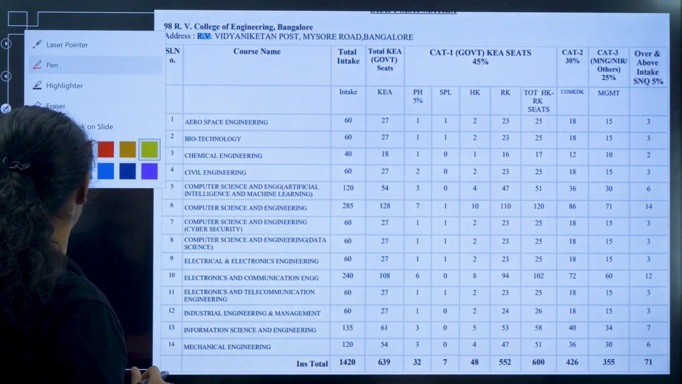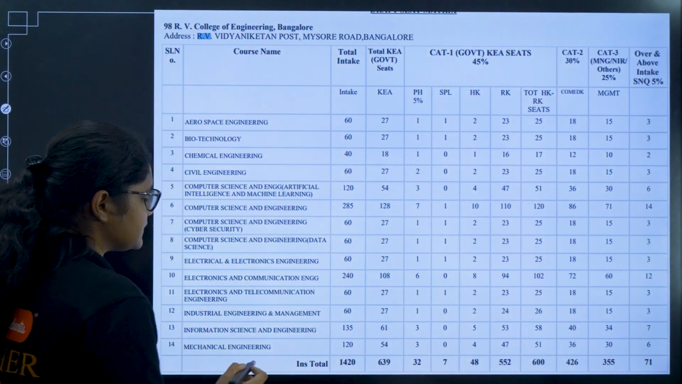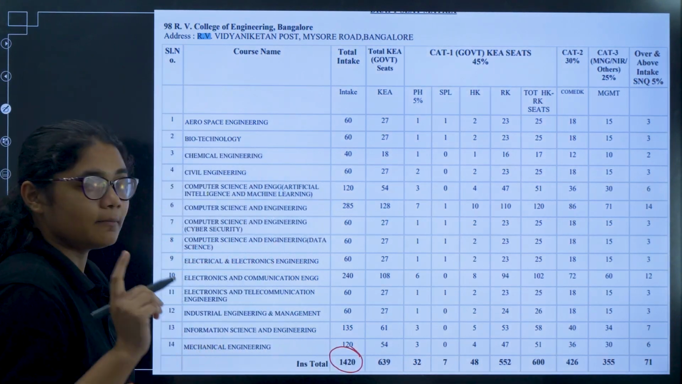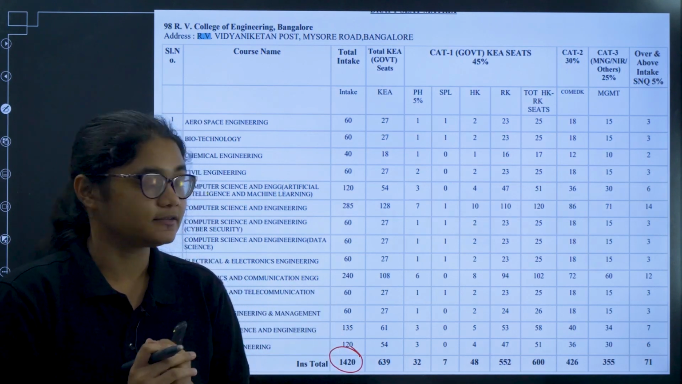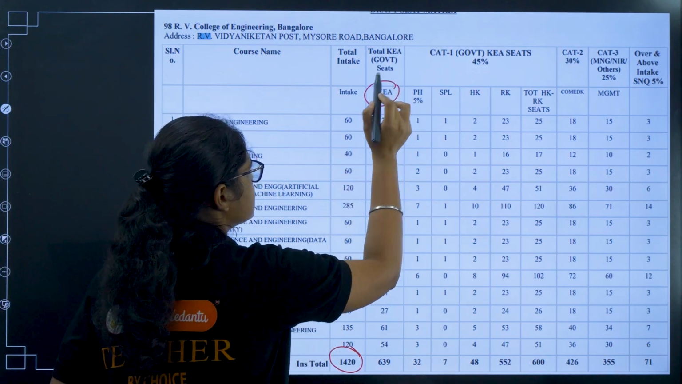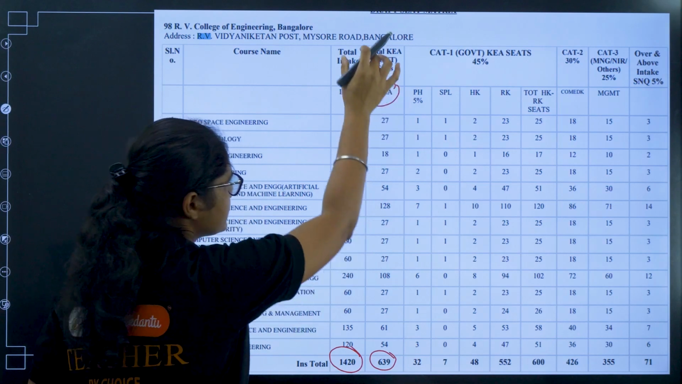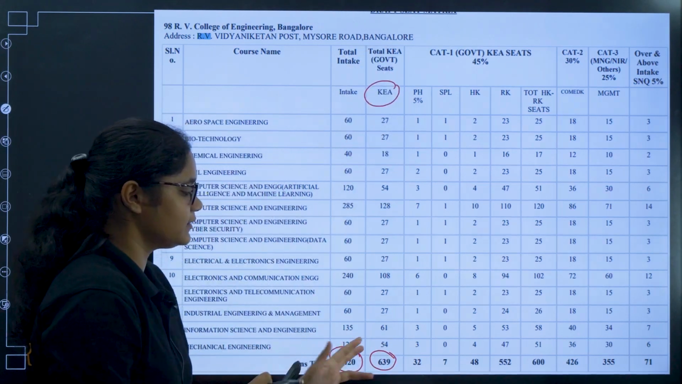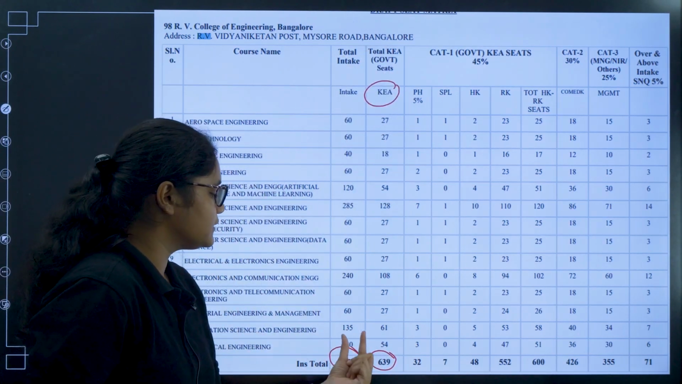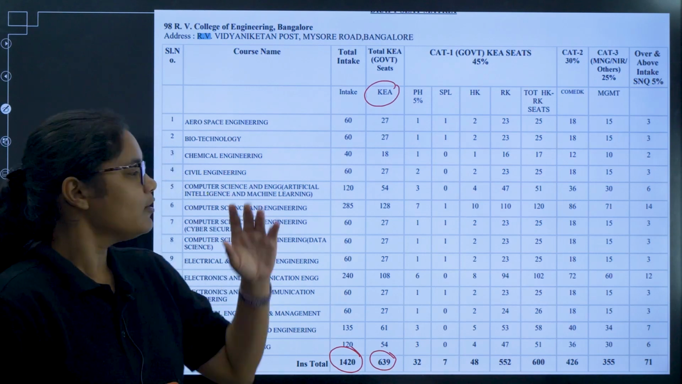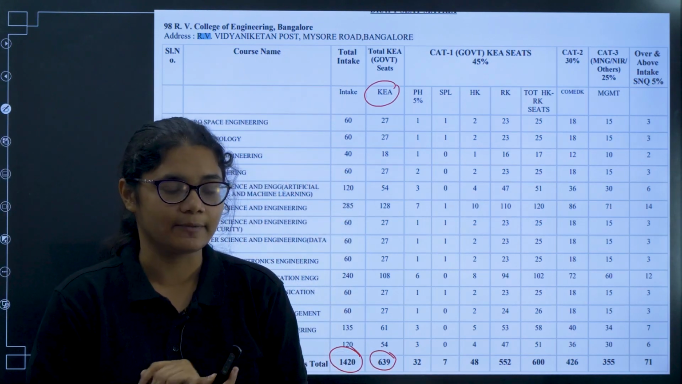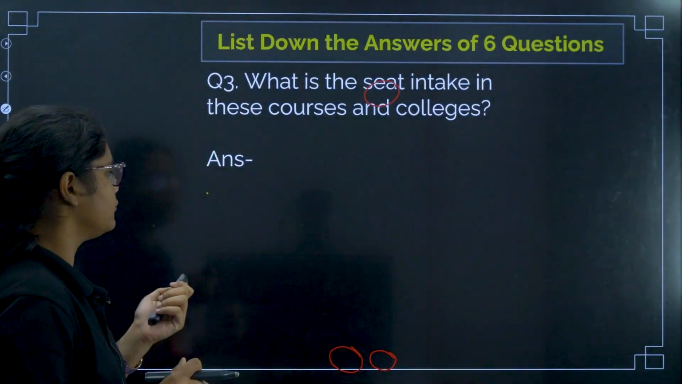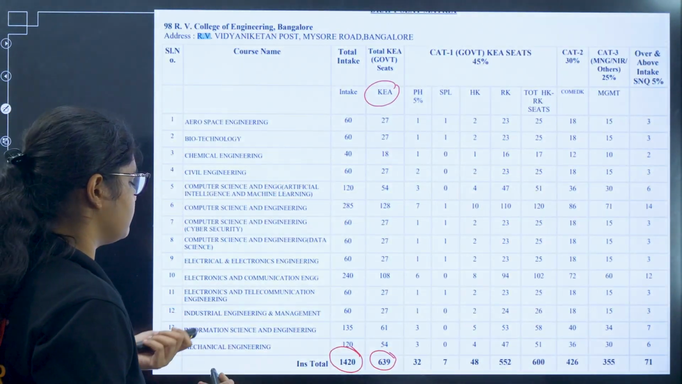This is from the official PDF. If you see here for RV College, the total seat intake is 1420. But we are getting the seat through KCET. So for general seats under KEA, the total seats in the KEA column is 639. So there are 639 seats available for all the branches in RV College of Engineering.